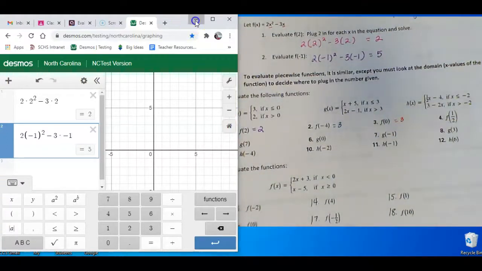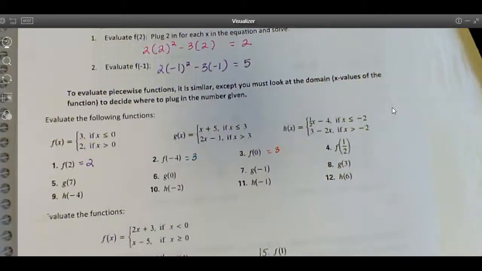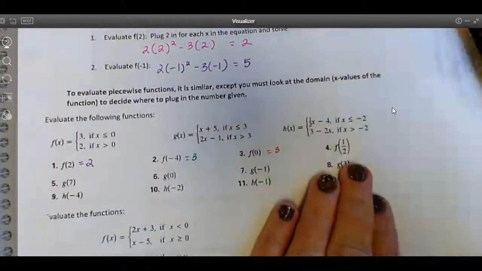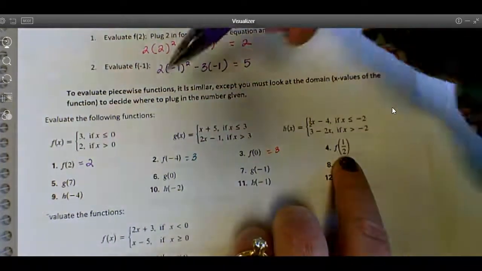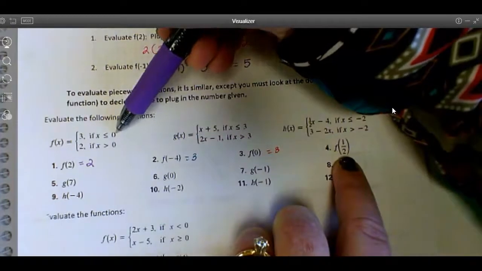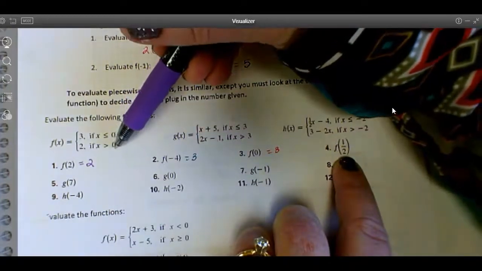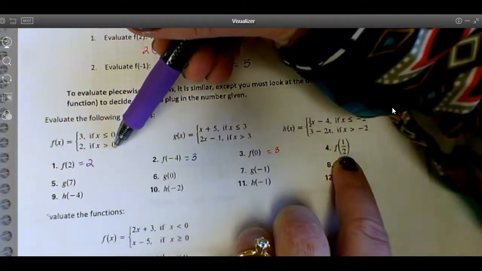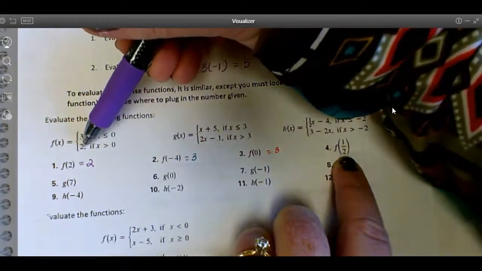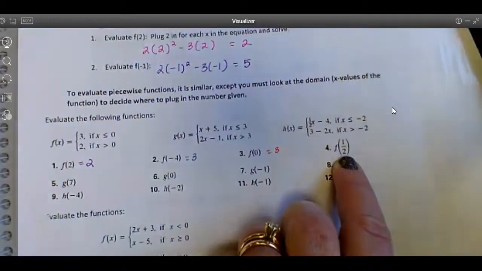I'm going to minimize Desmos a little bit, make it a little bit bigger for us. Okay, then the last one says f of a half. Alright, so a half is greater than 0, not less, because less would be negative, so it's greater than 0, which means a half is going to go here. So our answer is 2.